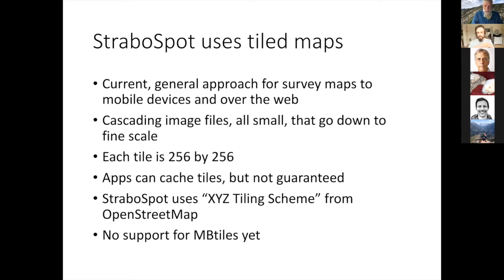StraboSpot uses something called the XYZ tiling scheme, and that's from OpenStreetMap, which is one of the first and really big tiling services out there. The other quite common tiling scheme, if you're into all of this, is something called MBTiles. That's the proprietary Esri scheme. It's supported by a lot of people. We do not support that at this point. So I'll be showing you the ones that we support here in just a minute or two. But anyway, that's why there's all this emphasis on tiling.